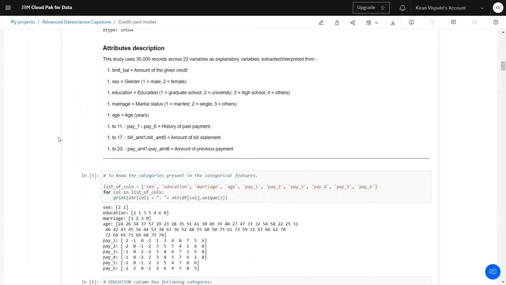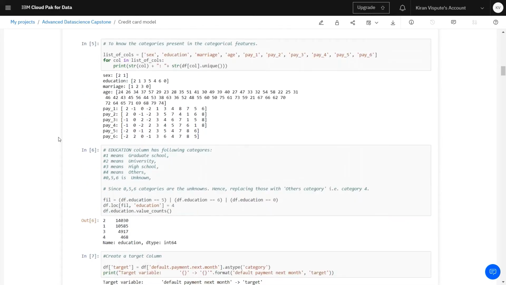Moving ahead, the attributes that we can see in the data are 30,000 records across 23 variables as explanatory variables. Like I said earlier, the data includes the limit balance, sex, education, marriage, age, and the payment history of the customer. To know the categories present in the categorical features, we have spread the data into its respective categories and the unique data that is present in each of the categories. As you can see, there are 2 categories for sex, there are 7 categories for education, 4 categories for marriage, and so on.